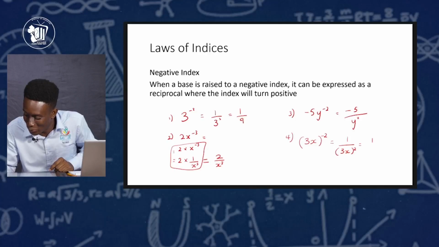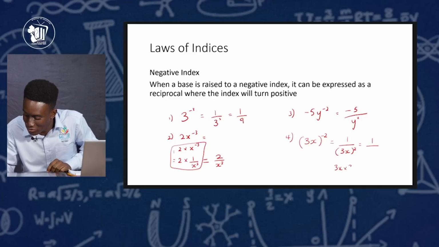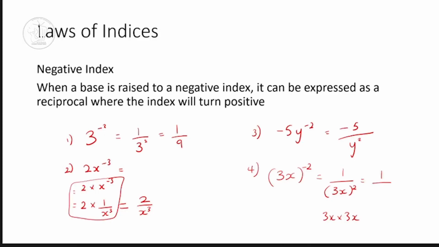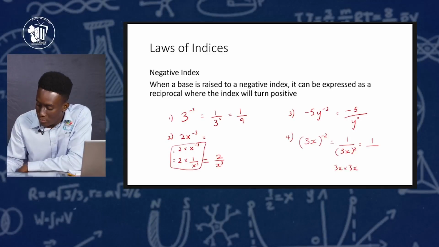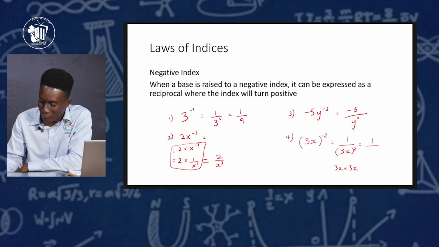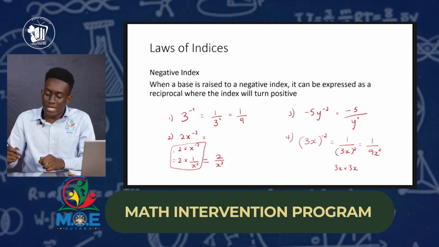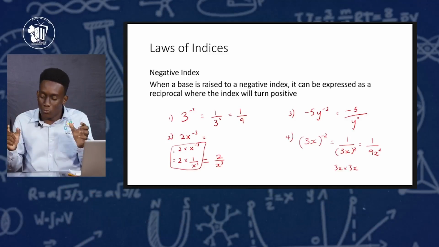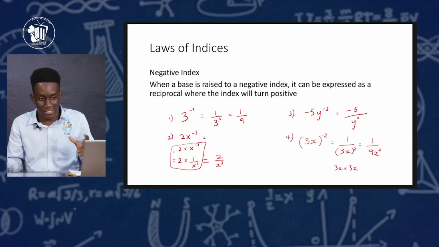This will simplify to 1 over, now this is like if you have 3x multiplied by 3x, or we can use the law that talks about multiplying the powers in the bracket by the power outside the bracket. But for simplicity's sake, let's say we have 3 times 3 is 9. X times x will simply give us x to the second power. So 3x all raised to the negative 2 power will be simplified to 1 over 9x to the second power.